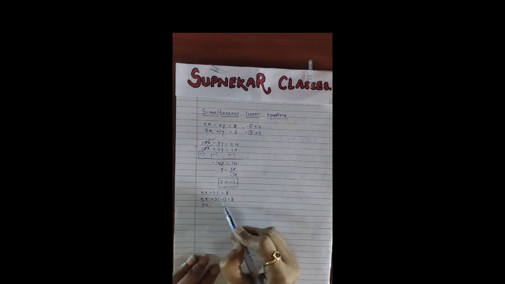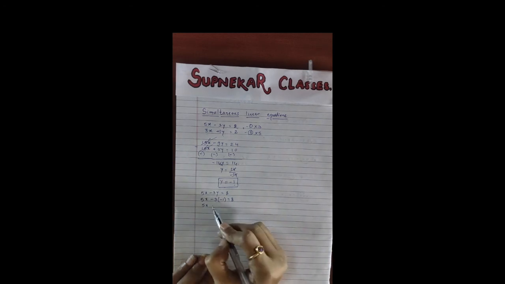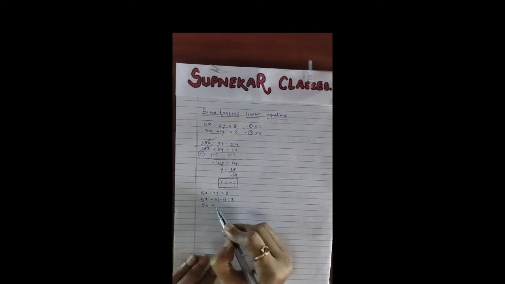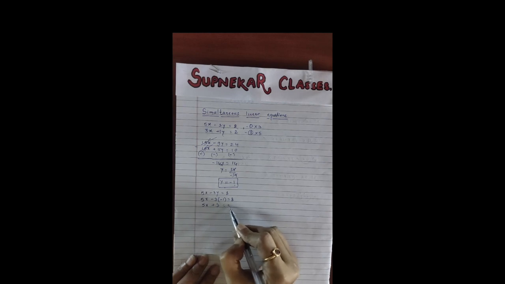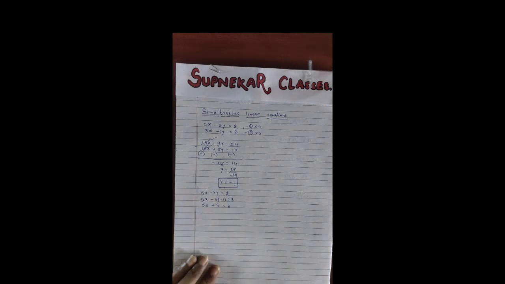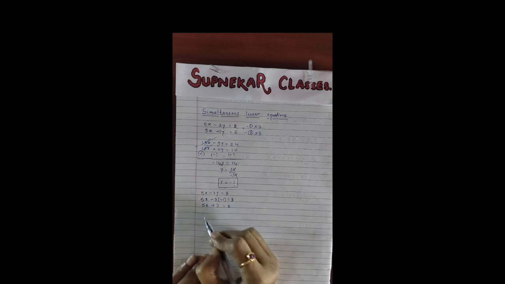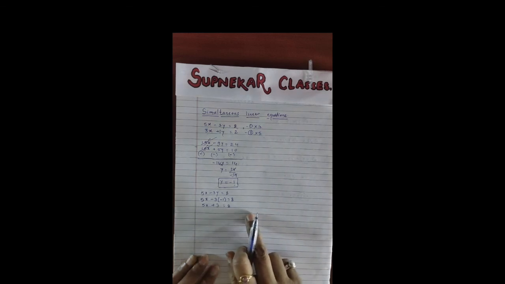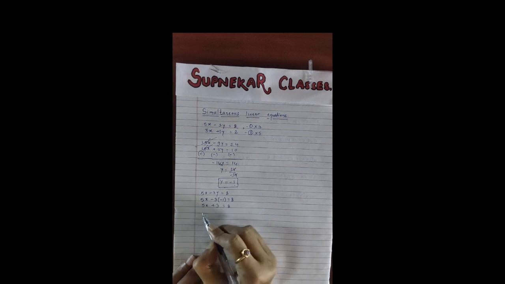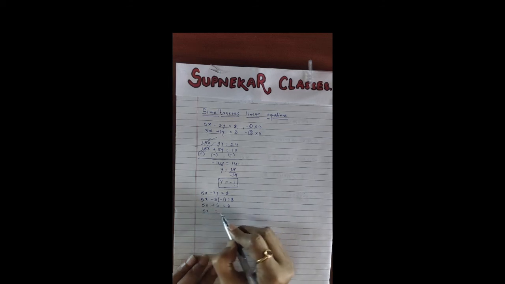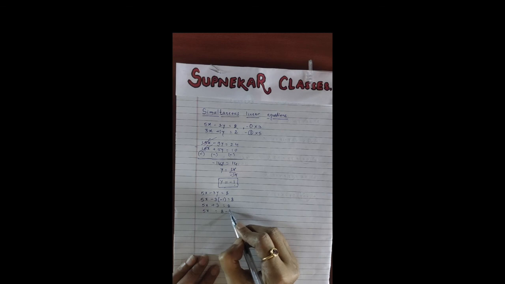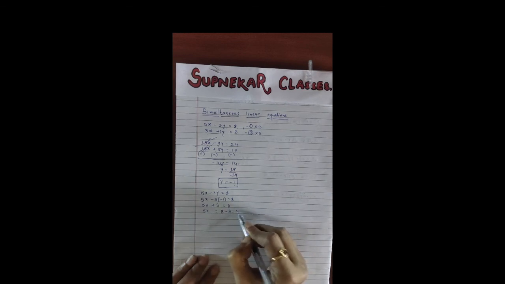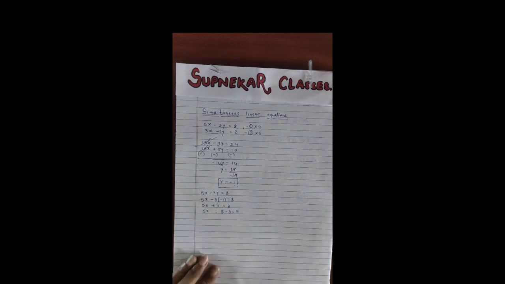Here it is once negative sign, again once negative sign. So it will become plus 3 ones are 3 is equal to 8. Okay, have you got me? Okay. Now here this plus 3 will go over here and it will become negative. So 5x is equal to 8 minus 3, that will be equal to 5. Now 5x is equal to 5.